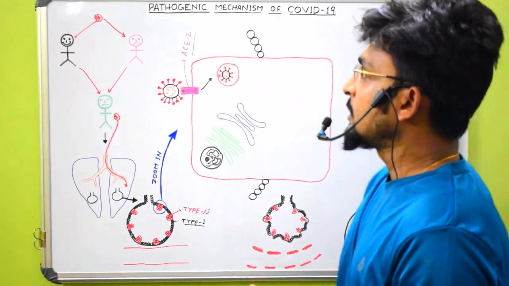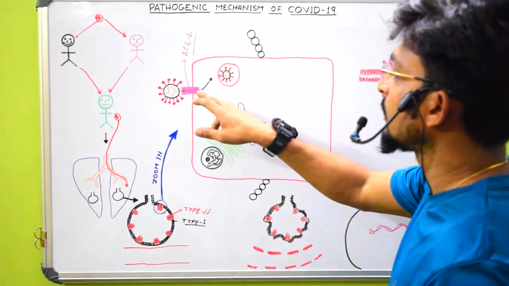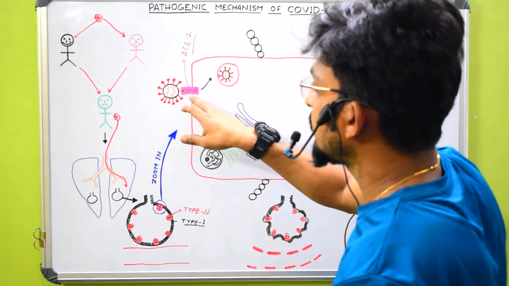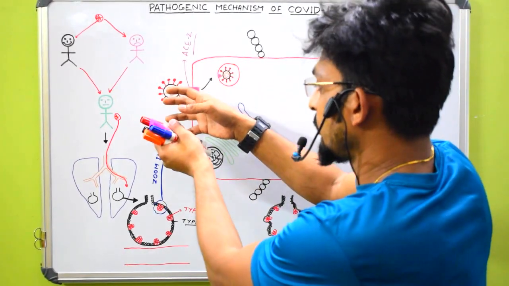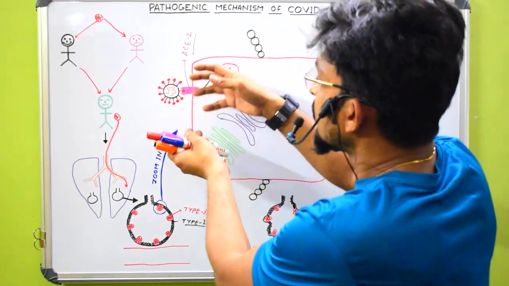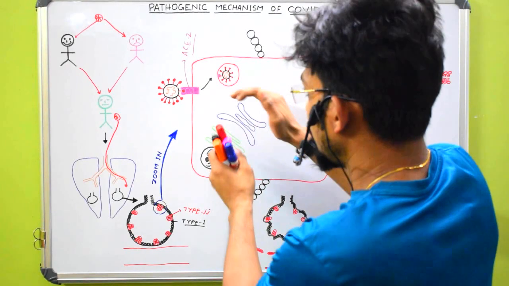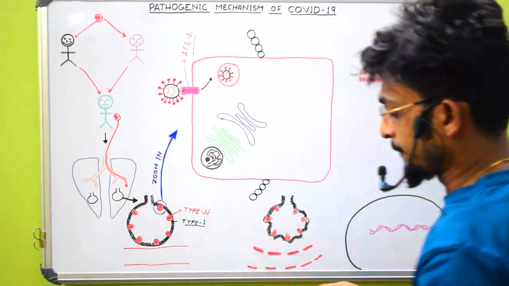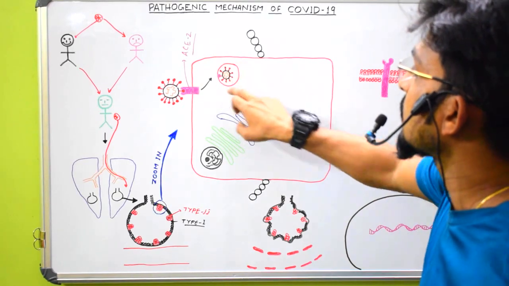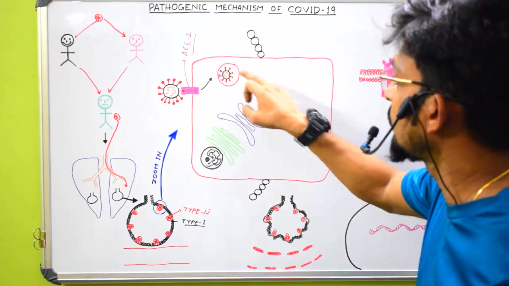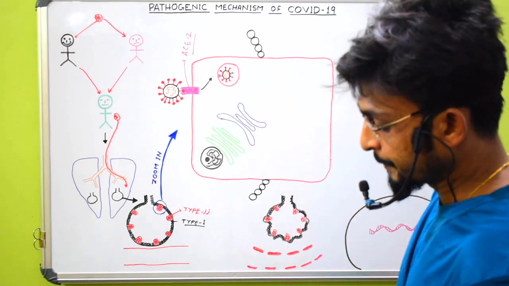ACE2 stands for angiotensin converting enzyme 2 receptor. As soon as the virus binds with this receptor, it will be engulfed, or endocytosed, inside the type 2 pneumocyte cell. Inside the cell, an endosome will be formed with the virus present inside it, as you have seen over here.